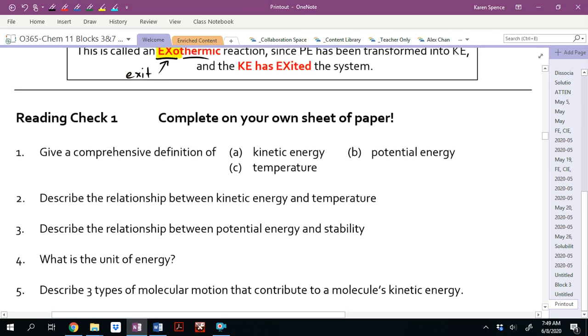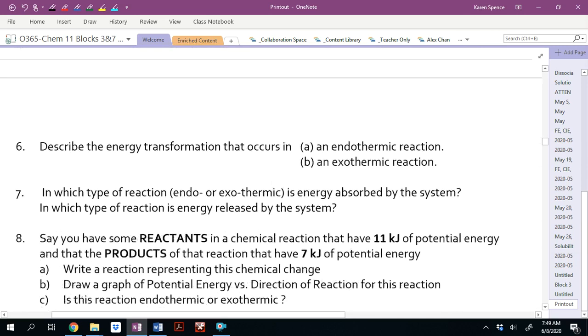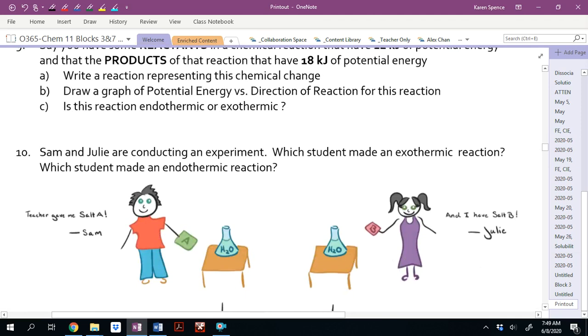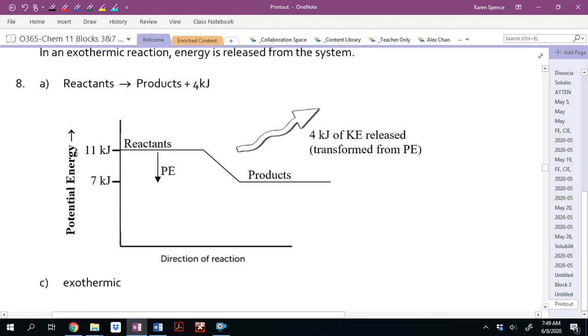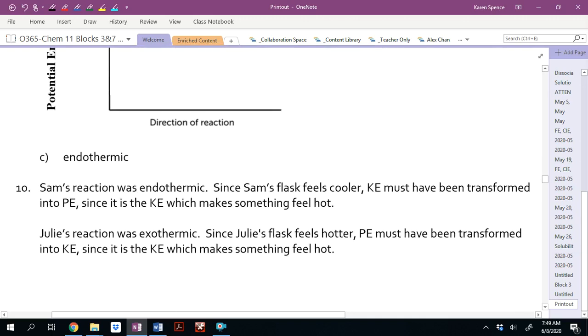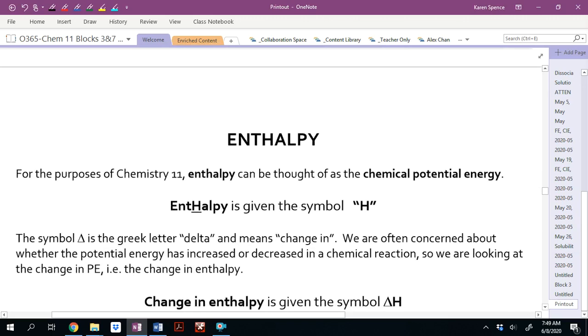Okay, so you're going to do the reading check. Here's an answer key.